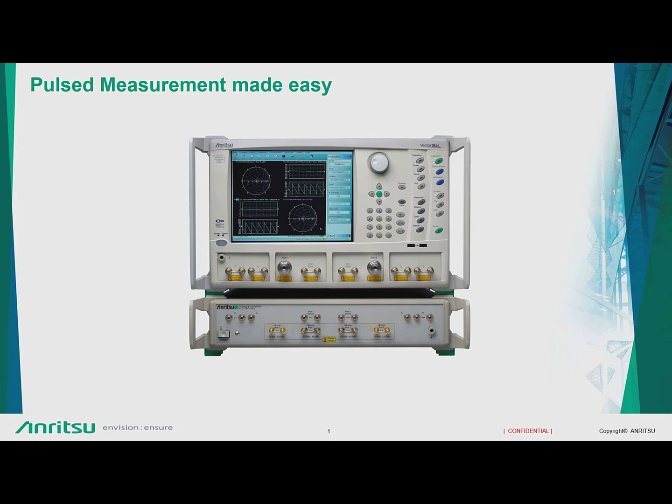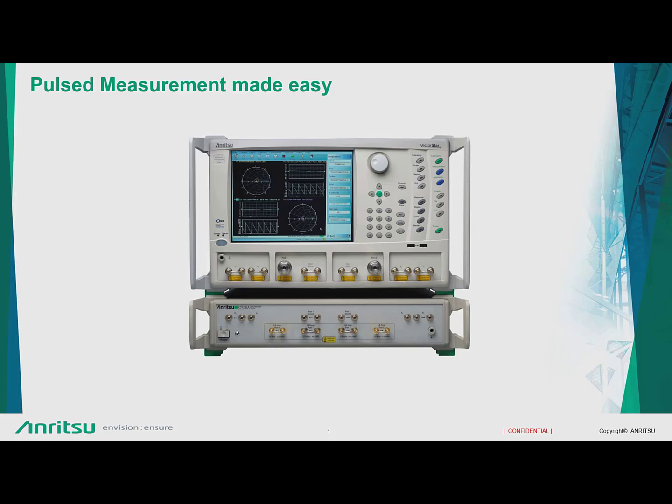As you can see on your screen, we have an Anritsu VectorStar here. We have VNAs extending to a frequency of 220 GHz. We have various models ranging from as low as 70 kHz and in various frequency versions like 20 GHz, 40 GHz, 70, 110, 145 and then 220 GHz as well.